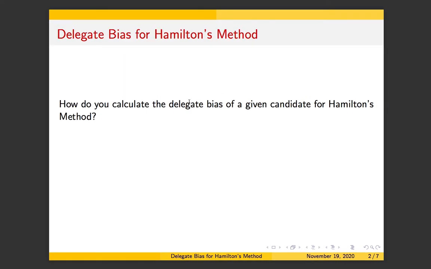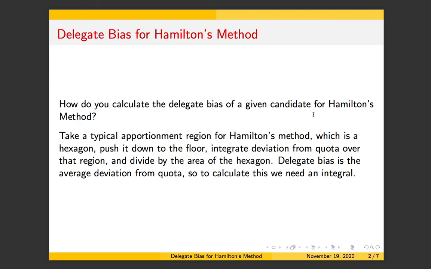So with Hamilton's method in mind, how do you calculate the delegate bias of a given candidate, say candidate 3, under this method? Here's what we said in the previous video. I just outlined this, but I didn't do it. But here's the outline of what you do. You take a typical apportionment region for Hamilton, which, as we've seen, is a hexagon. You then put it in the floor, because recall that these hexagons are living in a slanted triangle that's slanting through 3 space. It was part of this plane that slants through 3 space.